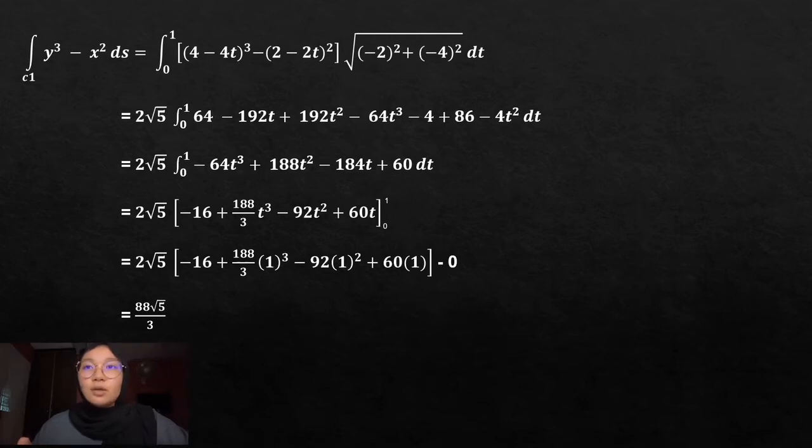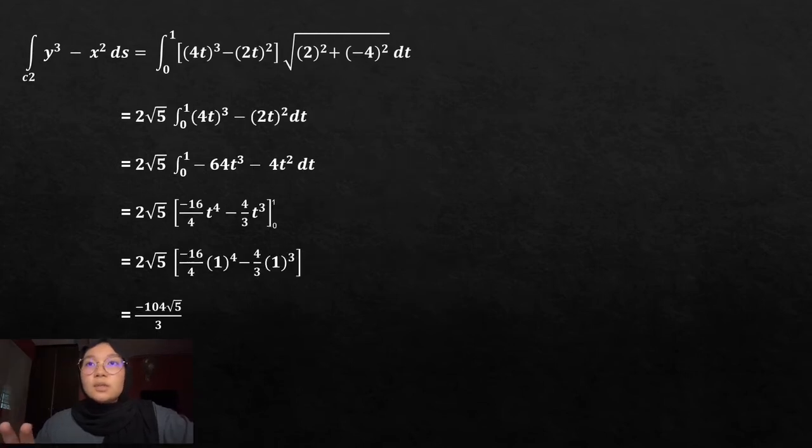After we simplify the equation, we will get 2 square root 5 times the integral of negative 64t cubed plus 188t squared minus 184t plus 60 dt. After that, we substitute t into the equation and we will get 88 square root 5 over 3.